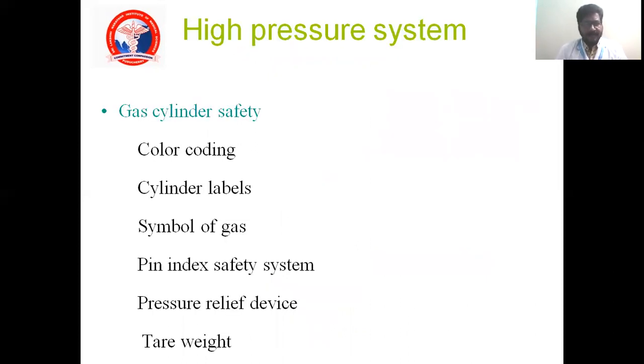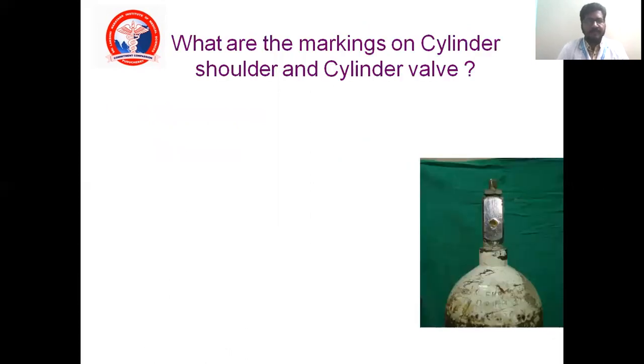Now coming to the gas cylinders, for example oxygen or nitrous oxide cylinders, they have certain details on the gas cylinders themselves. It is having a safety feature also. It comprises color coding, cylinder labels, symbol of the gas, pin index safety system, pressure reducing valve, and so on. It all will be embedded in the shoulder of the respective gas cylinders.